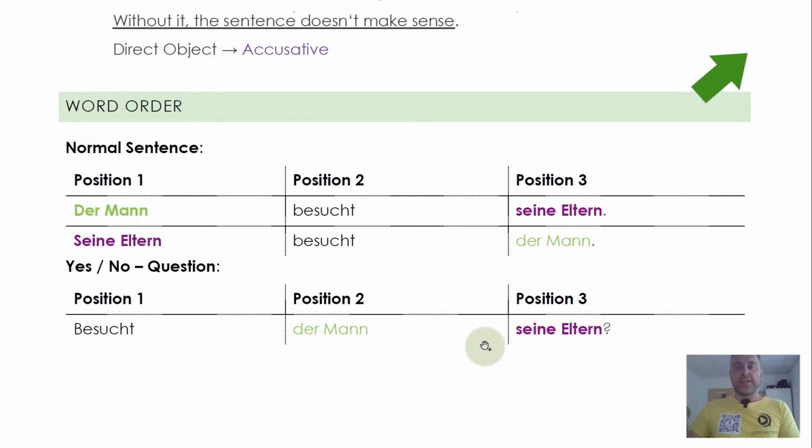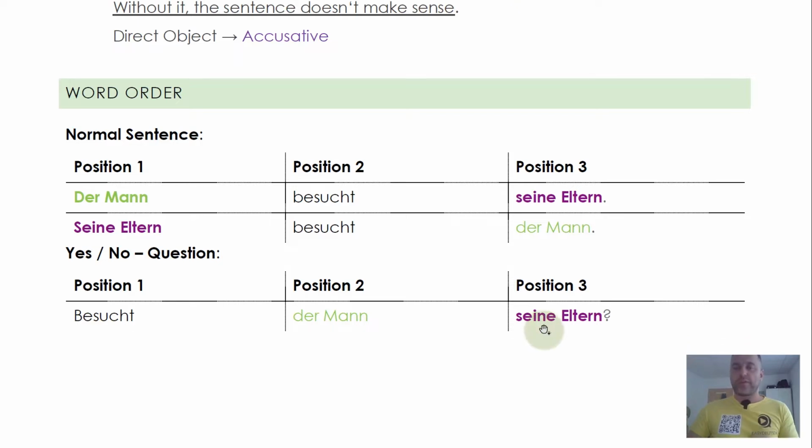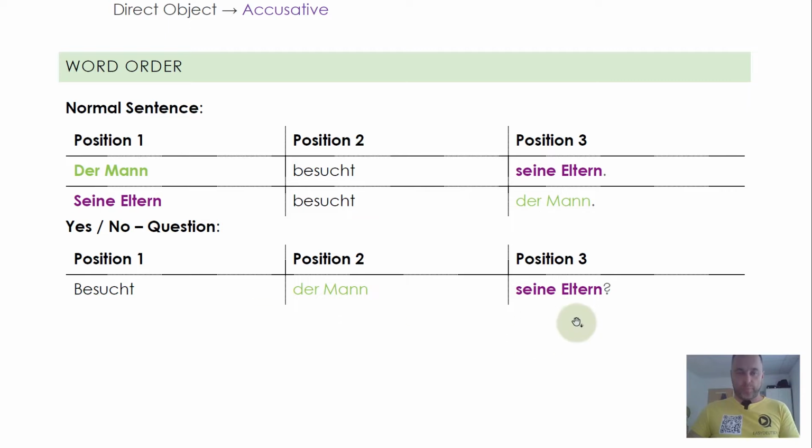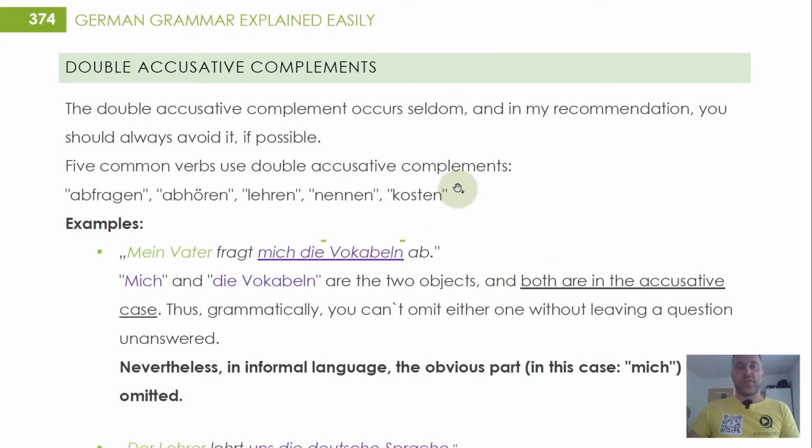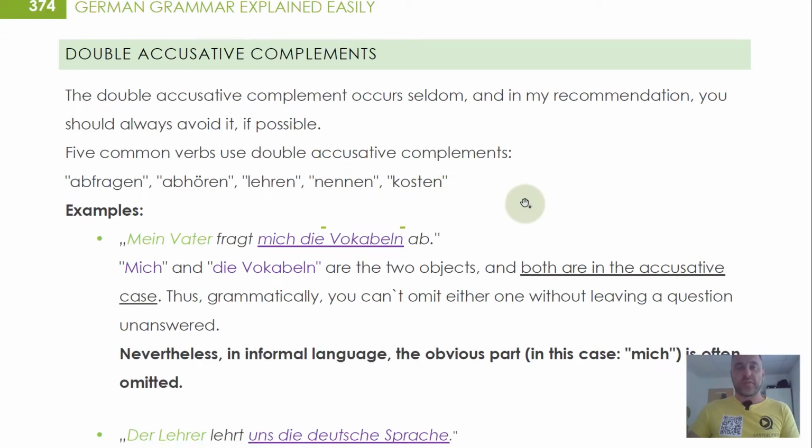So usually, if both are the same, so both are nouns, nominative always in front of accusative. If one of them is a pronoun, pronoun first, but not mandatory. It's still the nominative, the subject can always be right behind the verb. And now let's have a look at double accusative complements. So actually verbs that use a double accusative, so that use twice the accusative. There are not that many, they're actually just 5.